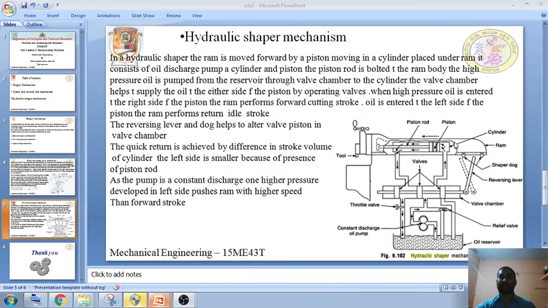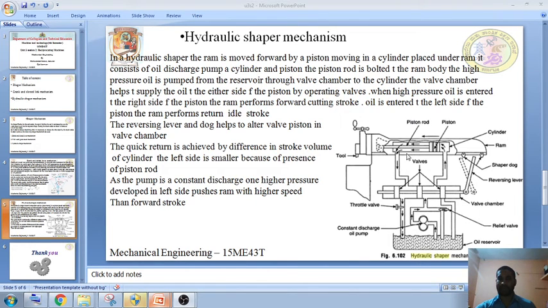All shaper mechanisms require a quick return motion mechanism. Why? Because the return stroke is an idle one, so it should be performed very quickly. Here in the shaper, the quick return is achieved by keeping the stroke volume, meaning the total length of volume where the piston moves, less on the left side compared to the right side of the cylinder. When the stroke volume is less, the movement of the ram is also less, and the time required is also less. In this way, the quick return motion is applied.